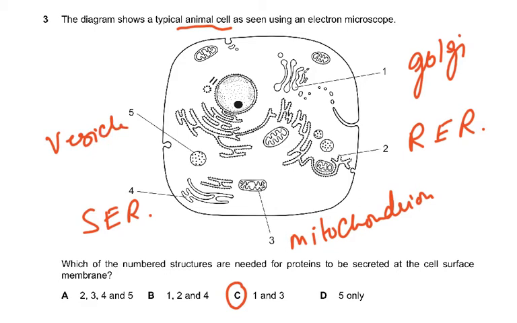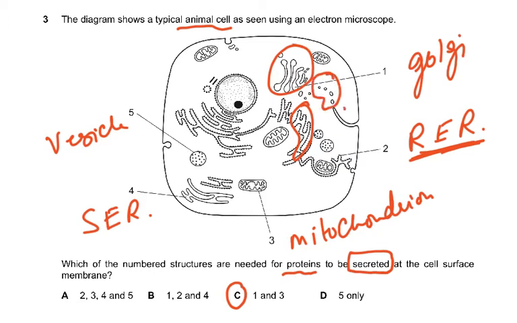Now it says which of the numbered structures are needed for proteins to be secreted. They have not said where they are made, because if they had, then it would be RER, but no. To be secreted at the cell surface membrane. Okay, so it's made on the RER, goes to the Golgi, so it is this process. First, of course, made on the RER, then gone to the Golgi, then secretory vesicles, and then finally out of the cell. So the answer to that was 1 and 3, which is the Golgi and mitochondrion, because it's an active process. What is this active process called? Exocytosis.